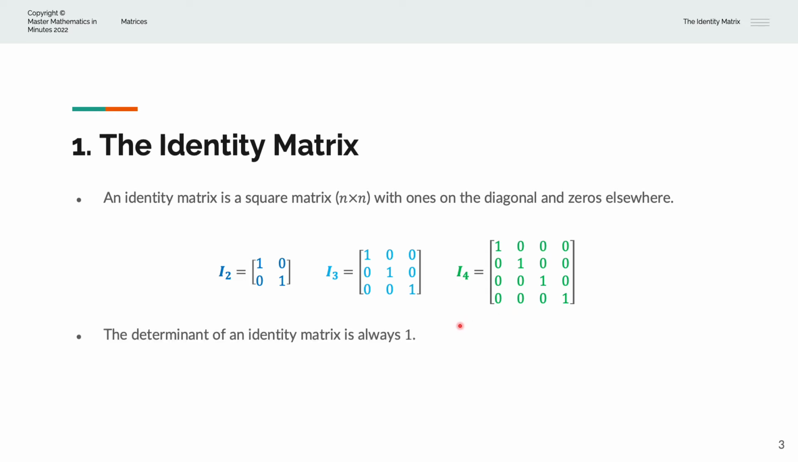The determinant of an identity matrix is always 1. So we'll look at a couple of examples, which will demonstrate that later.